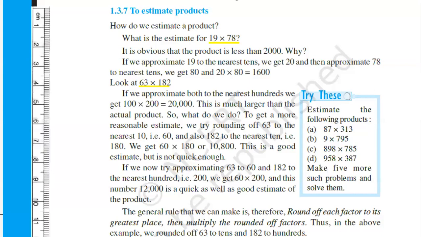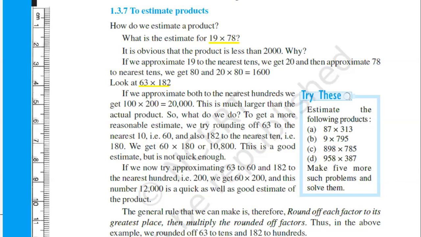Both the numbers have an equal number of digits, that is, 19 and 78. They are both two-digit numbers. 19 is approximated to its nearest tens value, which is 20, and 78 can be approximated to its nearest tens value, 80. If we find the product of 20 and 80, we get 1600, which is a meaningful estimate. It is very necessary to see whether the answer we get after approximation is a meaningful answer or not.